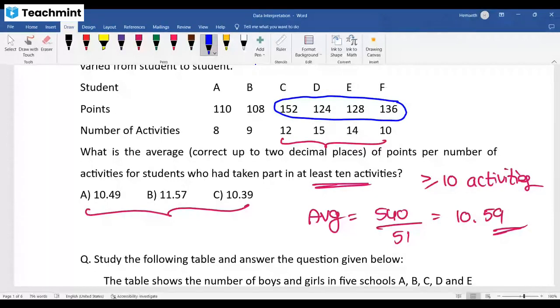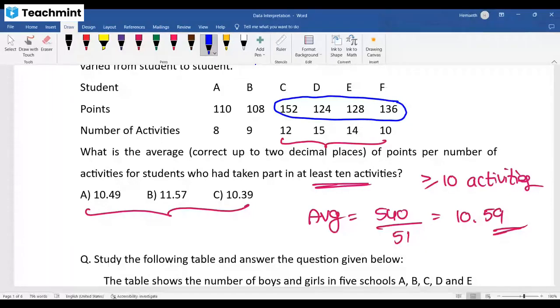Some people may have a wrong perception. That option will also be available. If you take only 12, 15, 14, that option they'll also keep. If you don't see the words at least 10 activities, you may do it for all 6 activities, including 8 and 9, and that option they'll also keep. So we need to be worried about what the question is, especially the last line. For every question, please be alert and see the last line, what they're asking.